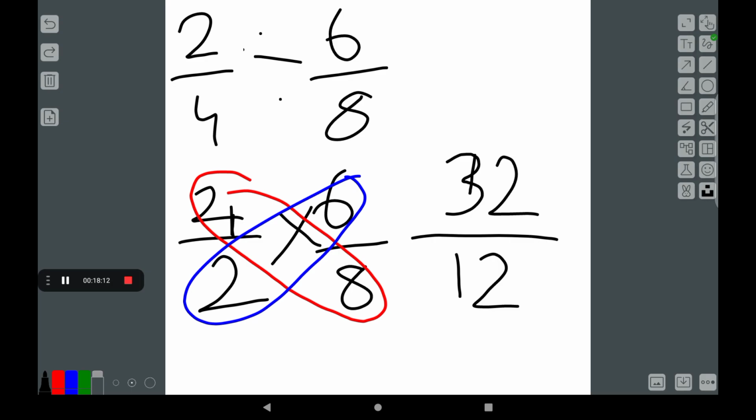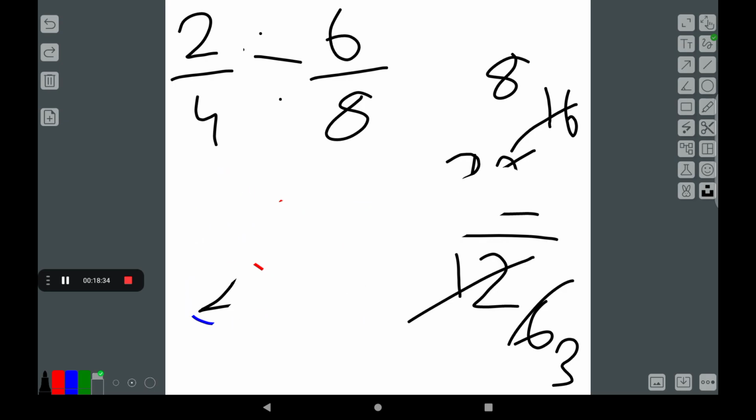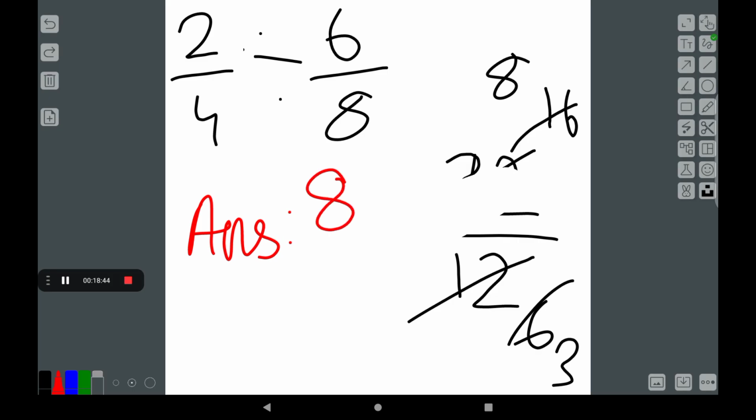Can it be cut? Yes, it can be. 12 would be cut by 6 and 32 would be cut by 16. Now can this be cut? Yes, it can again be cut. 16 would be cut by 8 and 6 would be cut by 3. Now can it be further cut? Nope, it can't. So the final answer here we have got is 8/3. Okay guys?